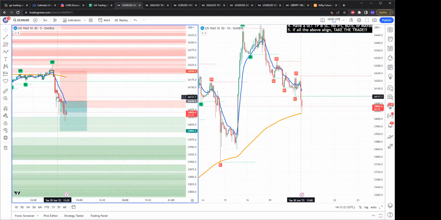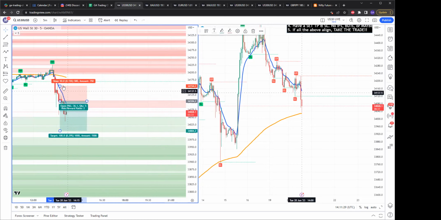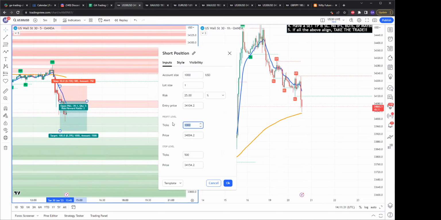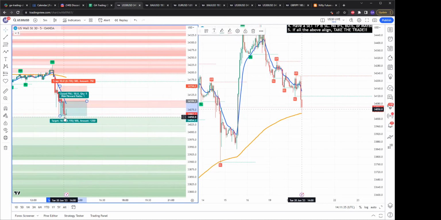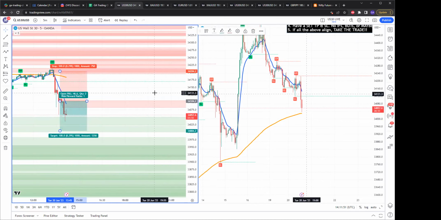So actually for here, our TP could have been 500 pips, which would have been 34,052, around where the 200 EMA is on the hourly. So just something to be on the lookout for going forward. But I'll just leave it as the way it was.